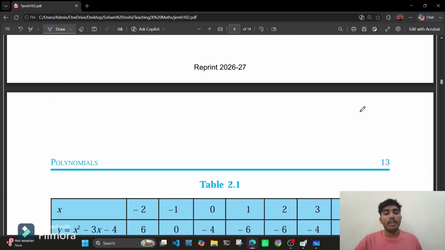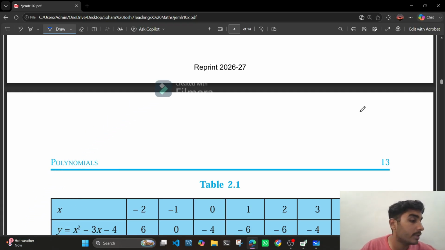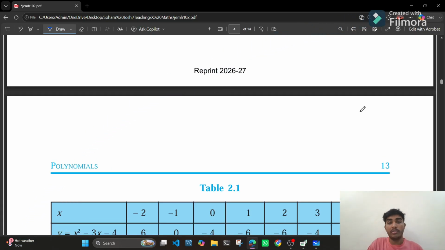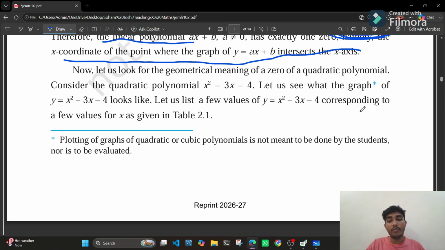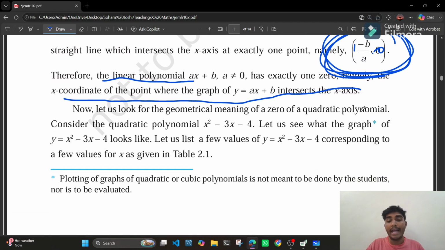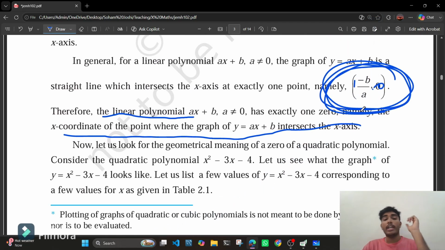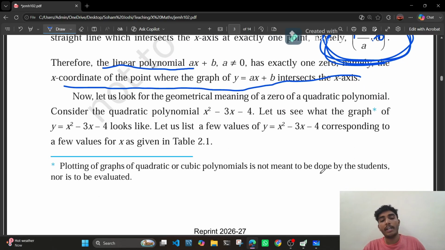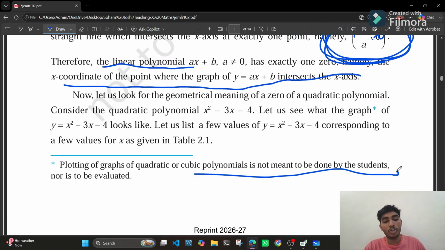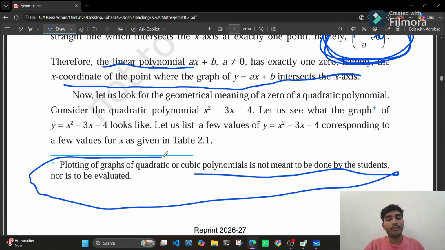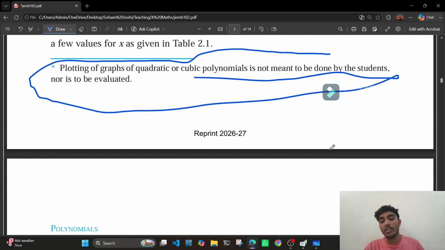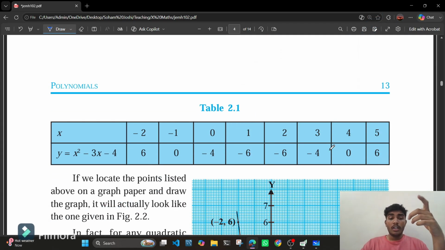ठीक है? ओके, नाउ सेकंड थिंग। अभी लीनियर पॉलिनोमियल का तो इतना ही रोल था। ओके, ठीक है, लीनियर पॉलिनोमियल तो सीख लिया। तो अभी क्या है? नेक्स्ट इज वी हैव quadratic and cubic polynomials graph. Okay, for class 10th, you are only concerned to plot linear polynomial के graphs. Plotting of graphs of quadratic or cubic polynomials is not meant to be done by the students, nor is to be evaluated. So no need to take the tension for the graphs of quadratic and cubic polynomial.